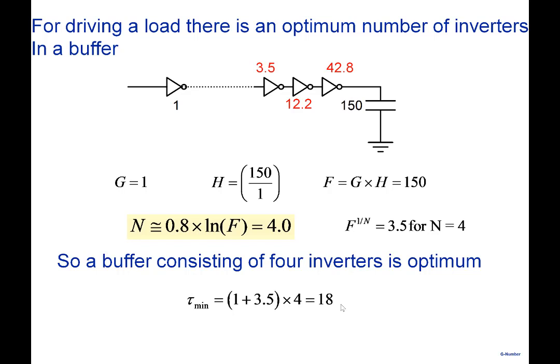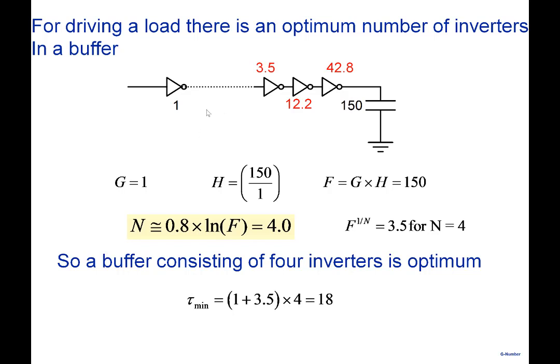So given any high capacitive load, what this is telling you is how to design that buffer. Starting from 1x, how many inverters do you keep in a chain? And what should be the optimum sizes of those inverters? All right, so it's a very neat method to come up with.